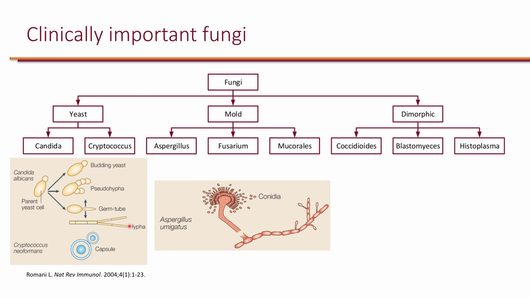Now, molds are also composed of tubular structures called hyphae, but they grow by branching and longitudinal extension, and their colonies typically appear fuzzy. Now, conidium, or conidia is the plural form, is an asexual spore usually produced at the tip or side of a hypha, and that's important in spreading this mold around.